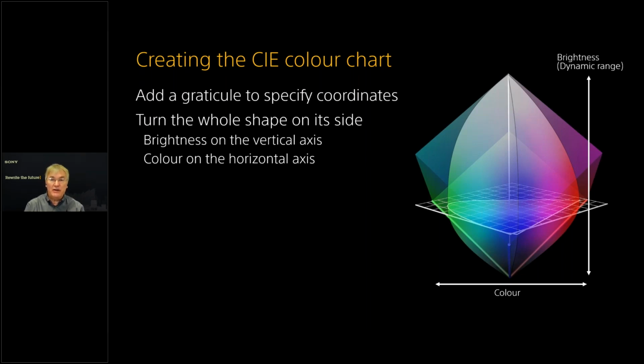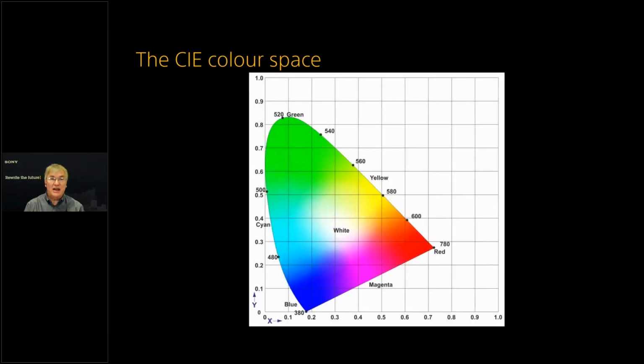And anybody who has played around with something like Photoshop knows that if you take a fully saturated color and you increase its brightness, then eventually it loses its color saturation and goes to a pure white. And likewise, if you decrease its brightness, it loses its color saturation and turns black. So that's the basis of the CIE color space.